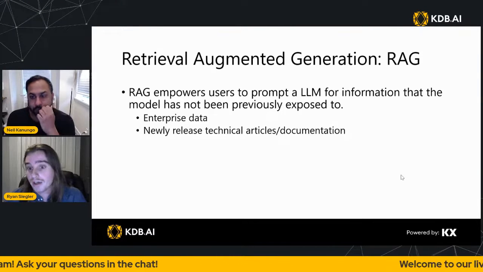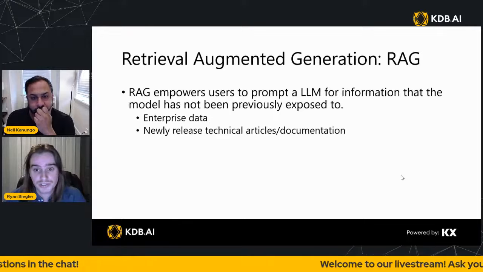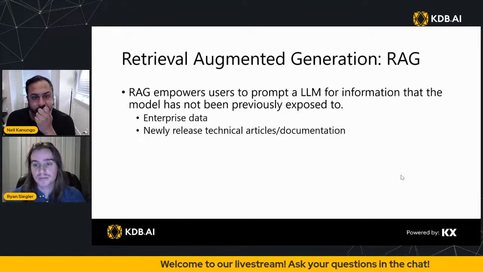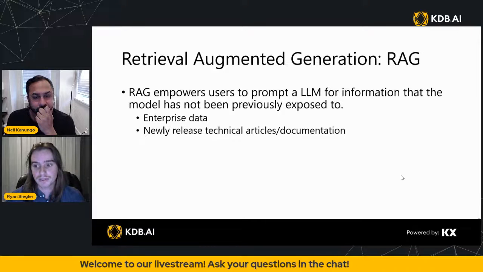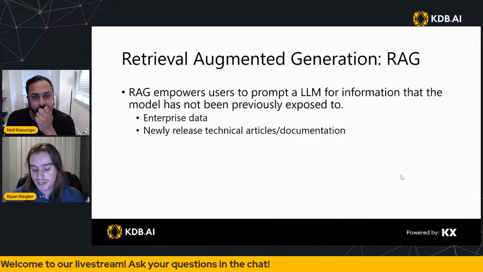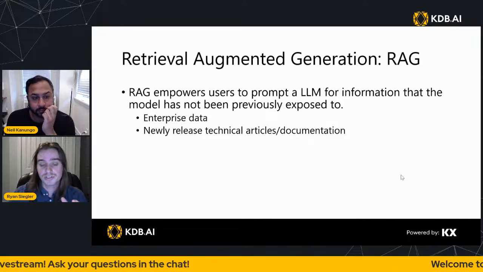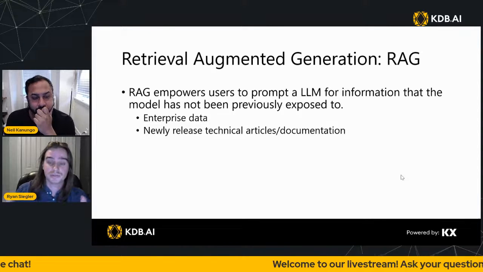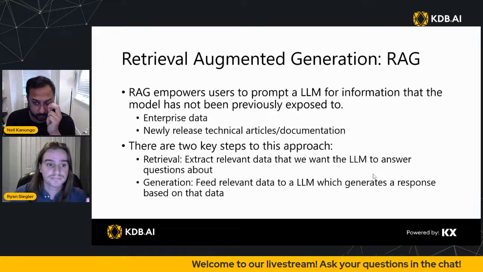So how can we allow it to answer questions about this data that it hasn't seen? And really, at the core of it, that's what RAG does. It's a pipeline, an architecture that allows us to introduce data to the LLM and have the LLM answer questions about that data for us.